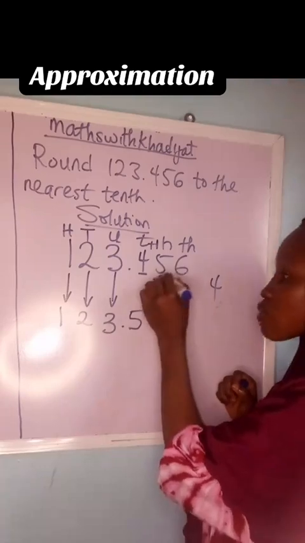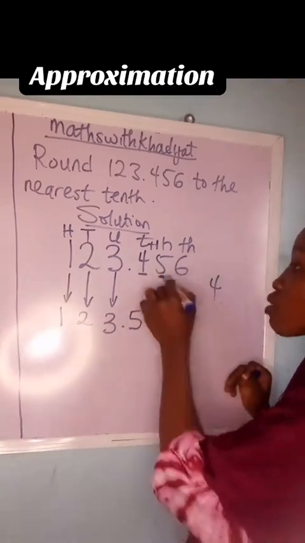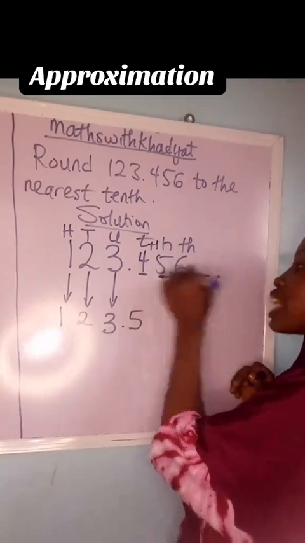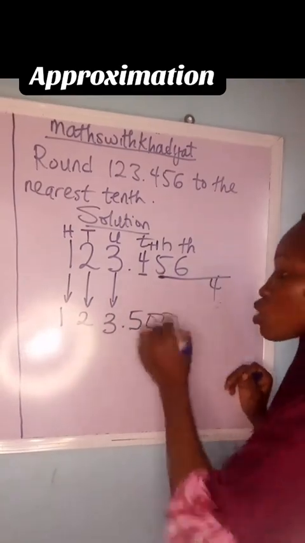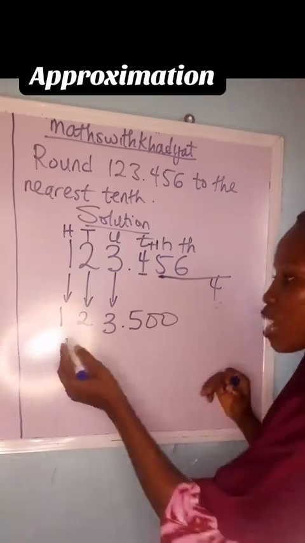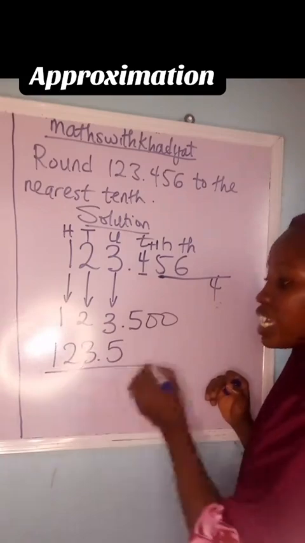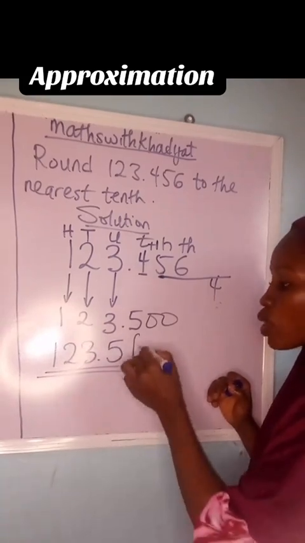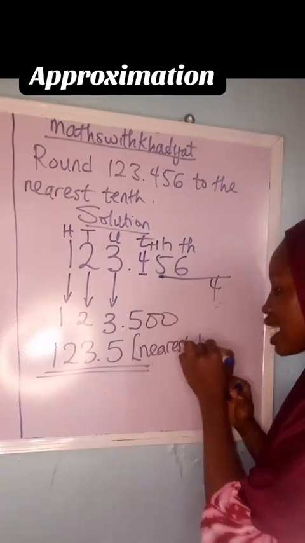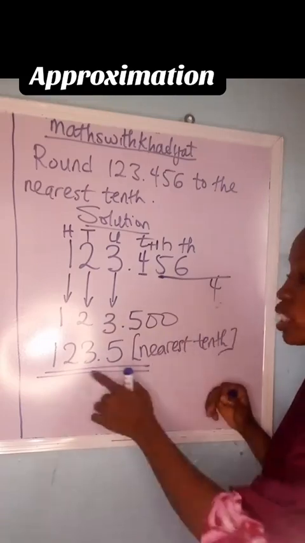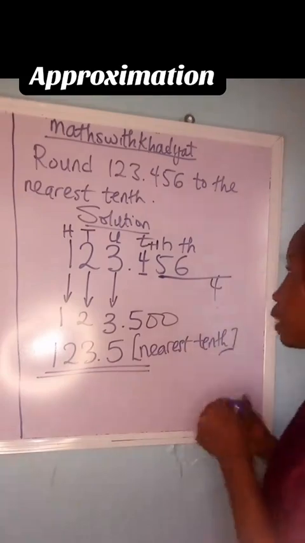Now we've already used this 5, and any number you round off will automatically change to 0, and anything after that, you don't need. So the rest will change to 0. Are you with me? Now, don't forget, any 0 after the decimal point does not count. So, hence, my answer is 123.5 to the nearest tenth.